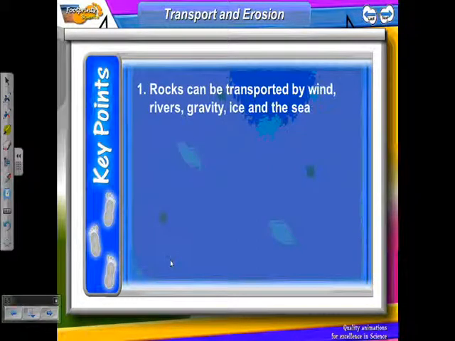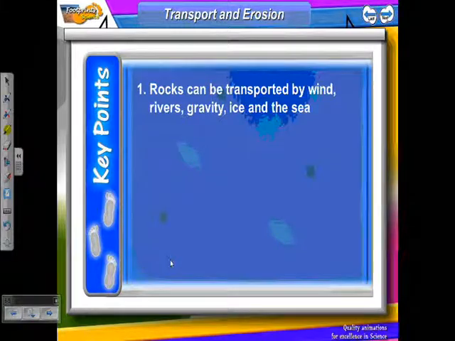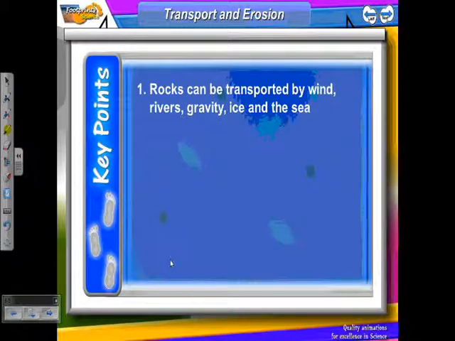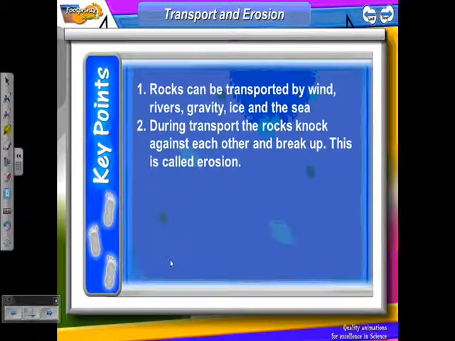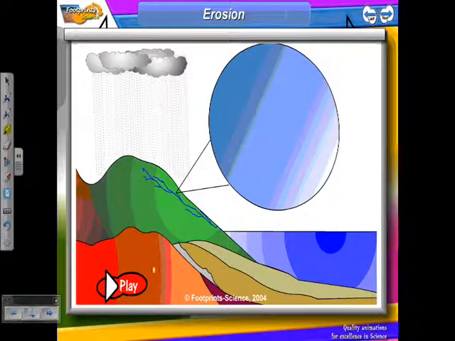Rocks can be transported by wind, river, gravity, ice and the sea. You need to realise that when the rock is broken up, the smaller the pieces are, the more likely it is that you're going to be able to move them to different places. When they are being transported from one place to another, they knock against each other. And this is the erosion, when they are actually knocking against each other and wearing each other down. Let's take a closer look at that. Here they are, banging, breaking apart. Let's have another look.